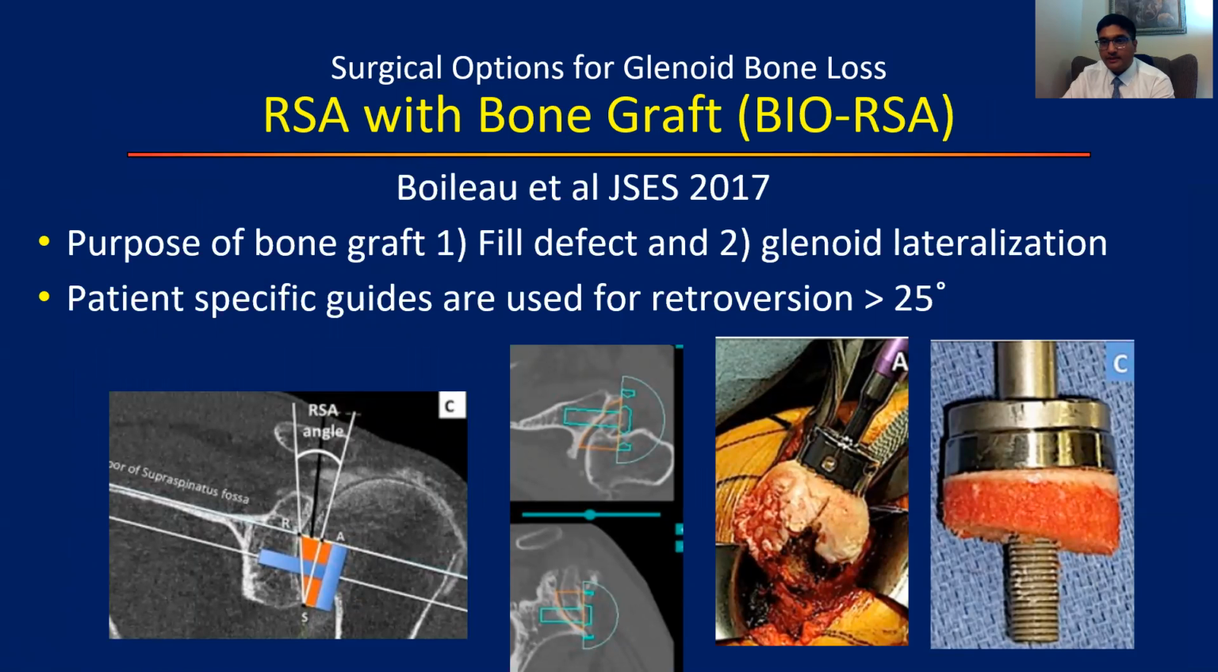Moving on to reverse shoulder arthroplasty using bone graft, which is popularized as bio-RSA by Boileau. The purpose of the bone graft here is not just to fill the defect, but also to cause glenoid lateralization. One of the key recommendations of the proponents of this particular technique is that the patient-specific guide should be used if the retroversion is more than 25 degrees.